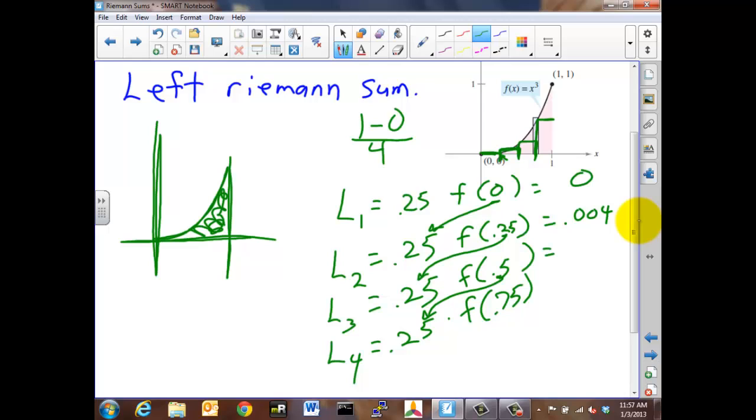It's 0.004, okay. And the 0.5, 0.031. And the 0.75, 0.105. And if we add those together, 0.140? Yes. Okay. We can do this?